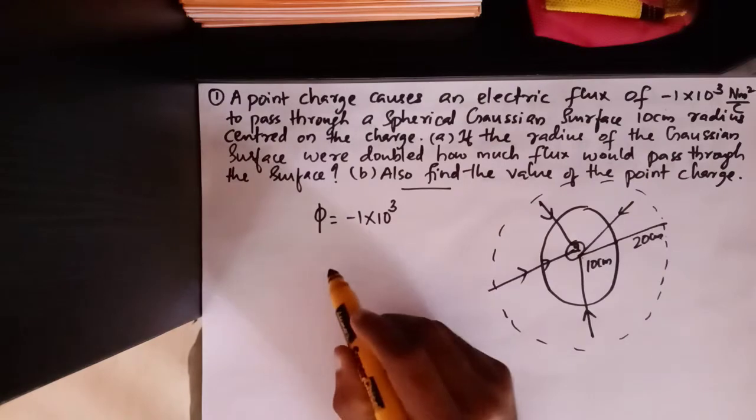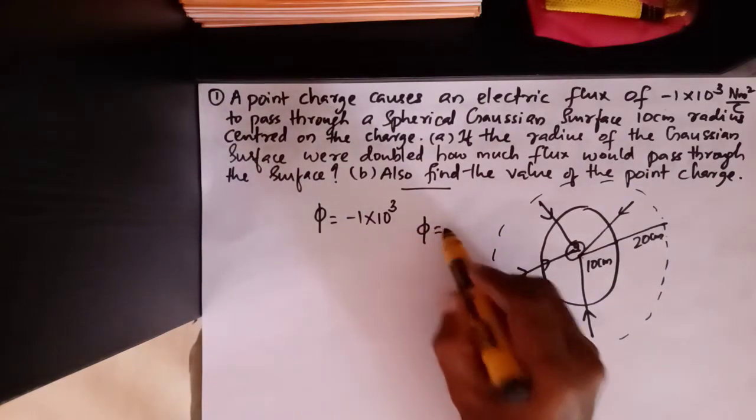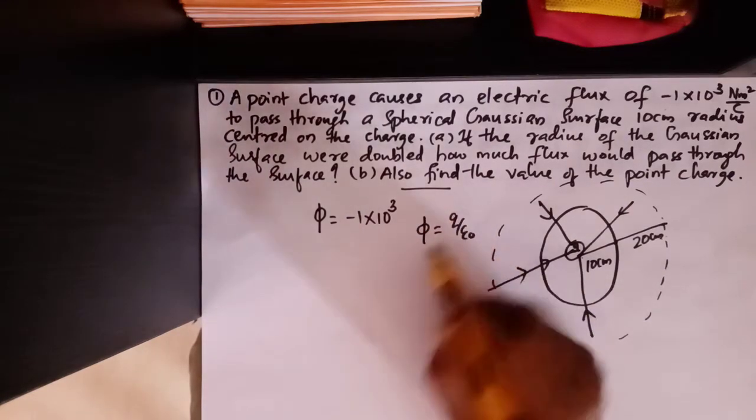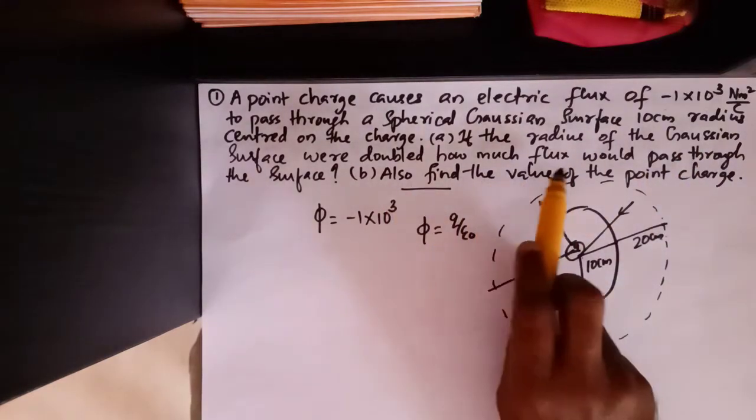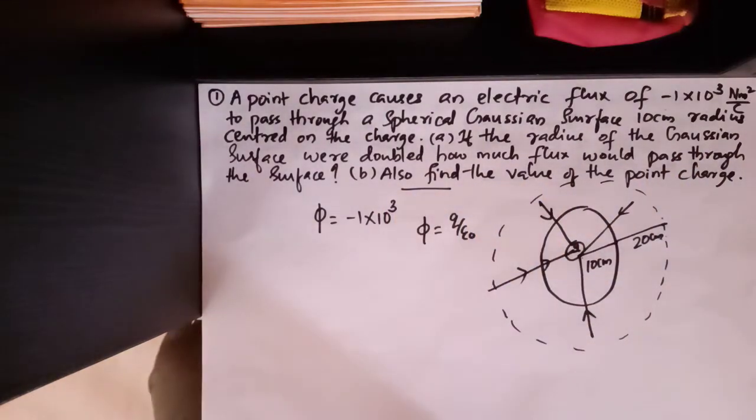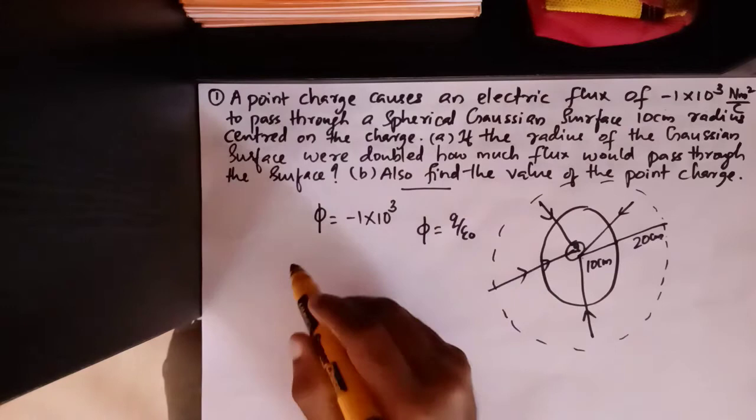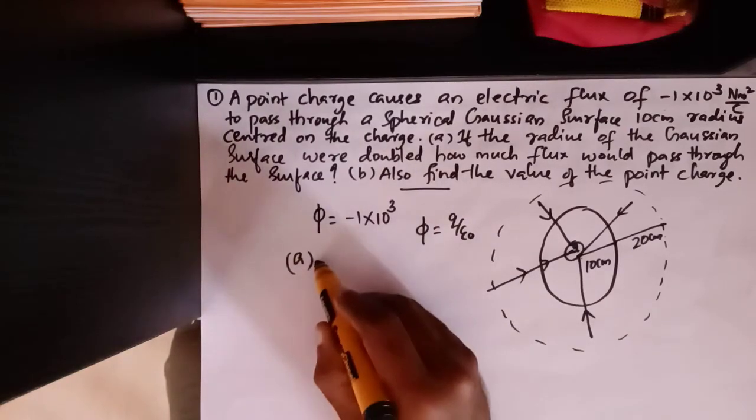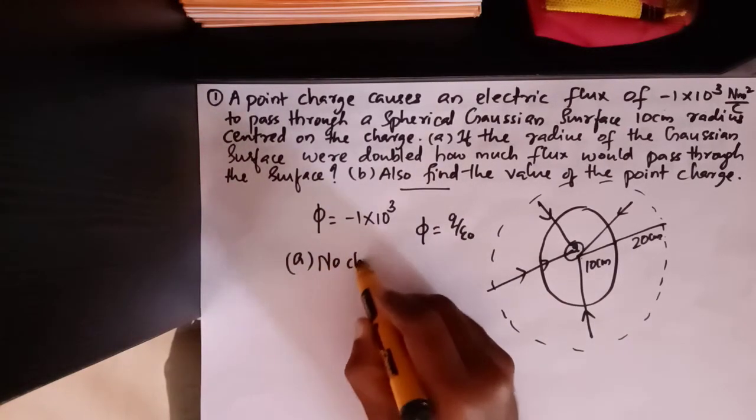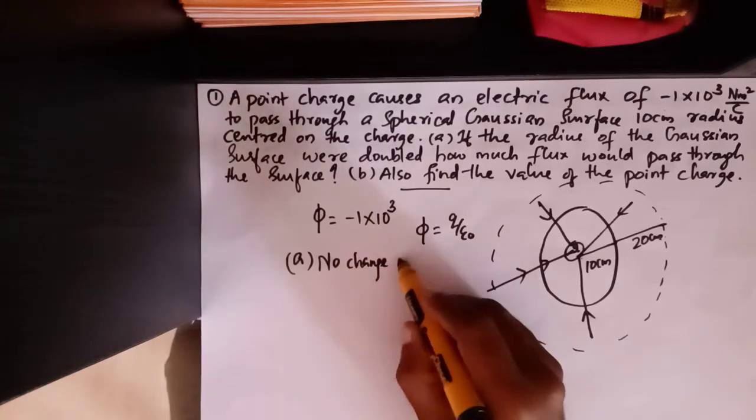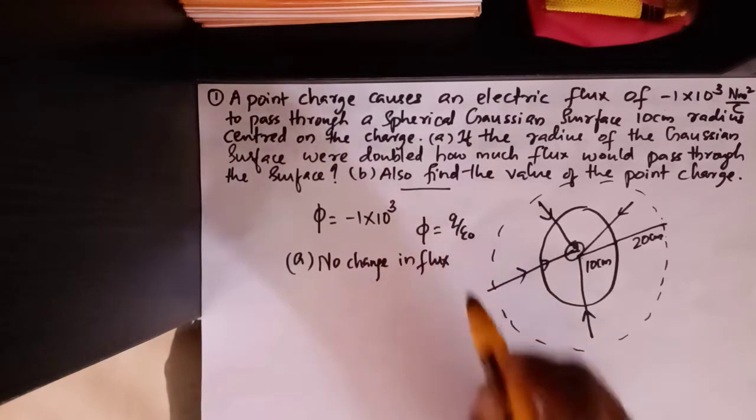This is a new Gaussian surface having a radius 20 centimeter. So we have learned that by Gauss's law the flux depends only on the charge and epsilon 0. It does not depend on the area of the Gaussian surface. So will there be any change in flux? No, the flux will be the same. So we can say no change in flux.